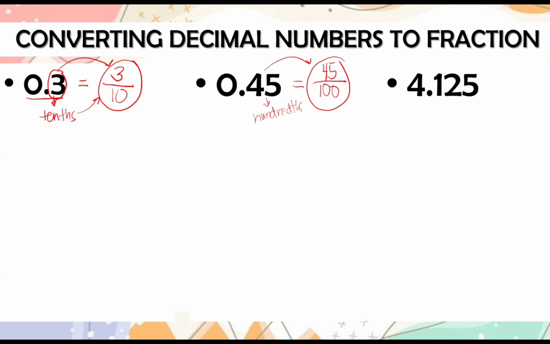Next is 4 and 125 thousandths. So, paano ito isulat into fraction? So, we have 4 as the whole number. Then, yung 125 isusulat sa numerator. Yung denominator is the place value of 5. So, ano place value ng 5 dito? Thousands. So, the denominator here is 1,000.